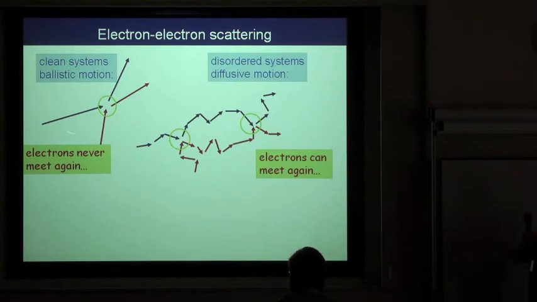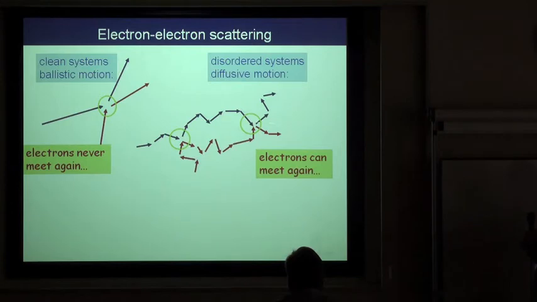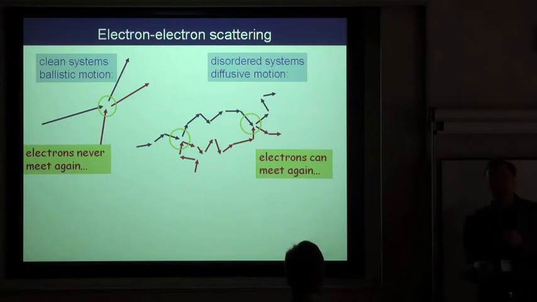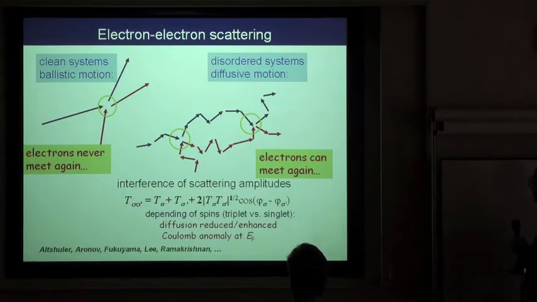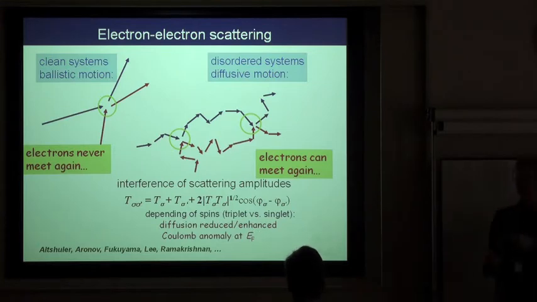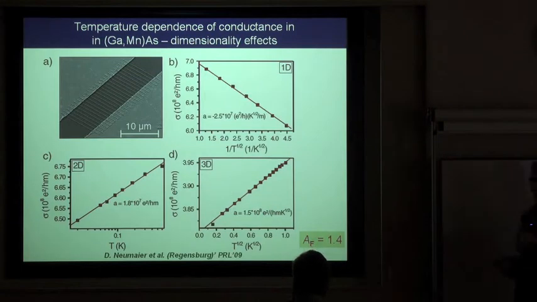But if we have disorder, the electron trajectory is very complex, so it's a diffusive way, and there is finite probability that electrons will meet again and again and again. And we have now these interaction amplitudes, again, not probabilities but amplitudes, and altogether that makes diffusion, which can be reduced or enhanced, but importantly we have also Coulomb anomaly and the Fermi emergent, a very interesting temperature dependence of resistance. So the resistance here, this temperature dependence in the limit of low temperature observed by many people, is actually associated with the presence of interaction.